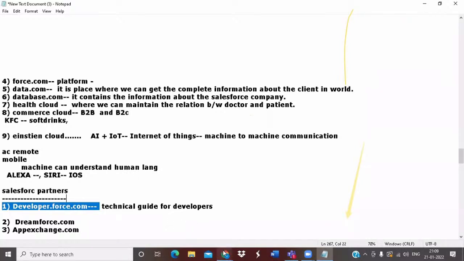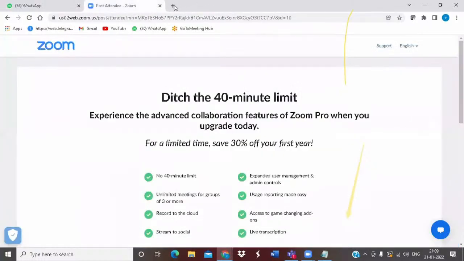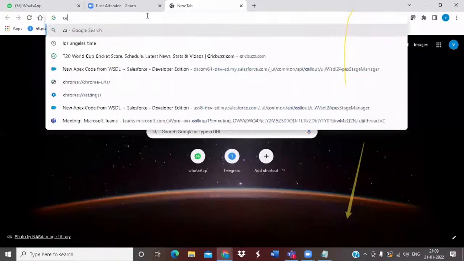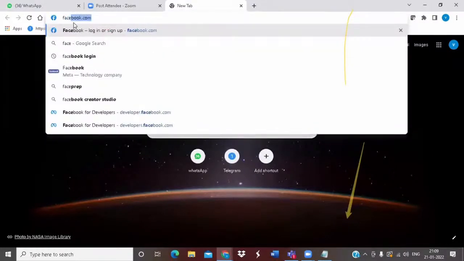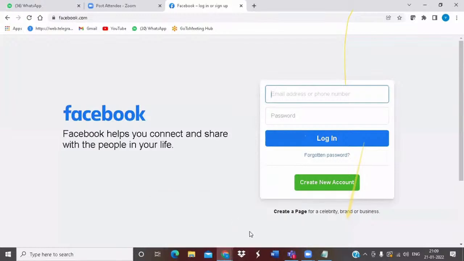I will show you right now. Before developerforce.com, I will show you one important thing. I hope everybody knows about Facebook. Everybody has a Facebook account, yes or no? I'm typing in the URL facebook.com and pressing enter. Here I need to enter my email address or phone number and password.